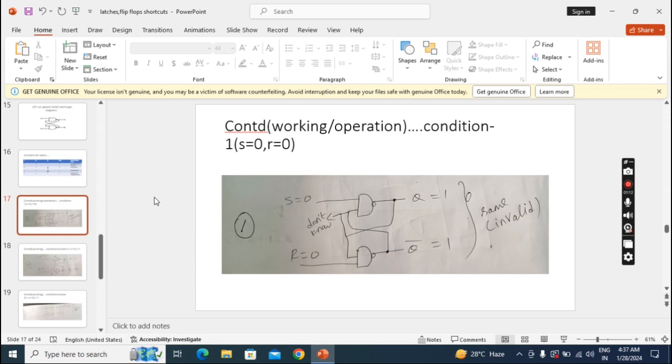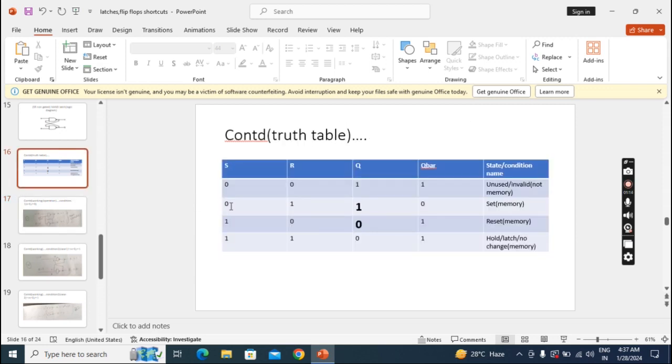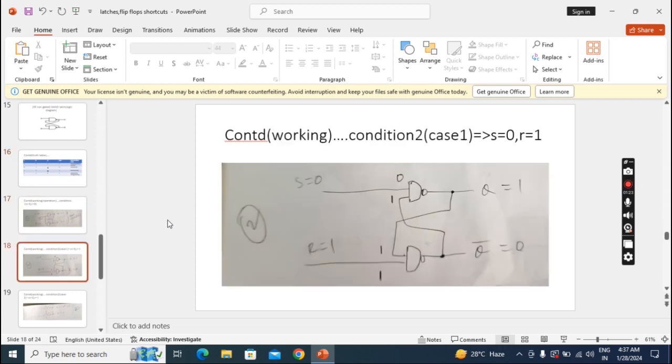Okay. Now we'll see the second condition. What is the second condition? 0, 1. See here, 1, 1 we got for the first condition. Now 0, 1, the second condition, we'll see. S 0, R 1 is the second condition. But in the second condition, I will explain with different cases. This is case 1. But in all cases, this input will be S 0 or 1 only. So here S equal to 0 or equal to 1.